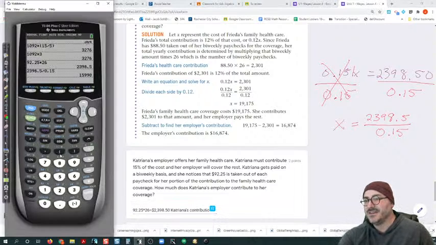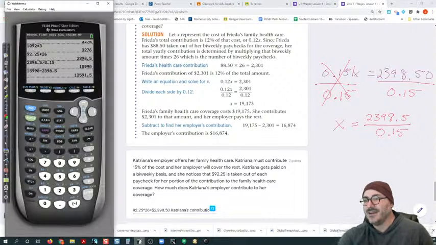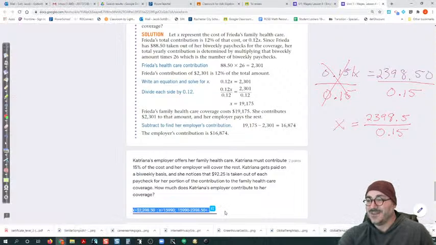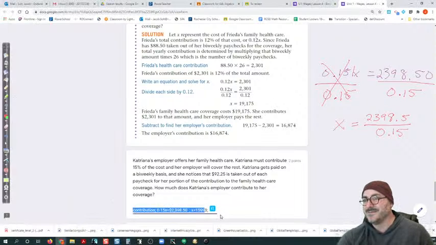I'm going to remember all these numbers. 15,990, all right, minus 2,398.50, the employer's contribution in this case. Oh, I took it away before I could even memorize that. That's 13,591.50. Did I do that right? All right, I think we did that right. Yes, okay, we're good.